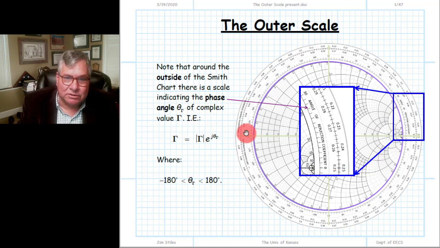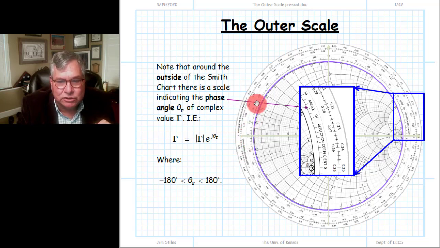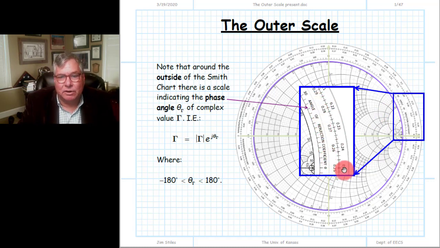Again, there are three outer scales. The one we're going to look at first is the outer scale that is closest to the unit circle, that hugs the unit circle right along here. If we zoom in on one region of that scale and look closely, we see on a lot of Smith charts it'll say angle of reflection coefficient. And this is literally what that scale is. It is the phase angle of a complex value gamma.